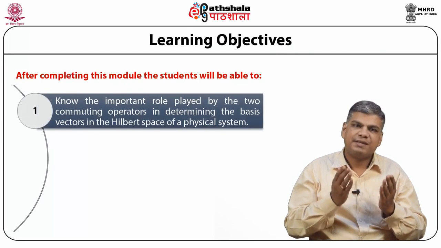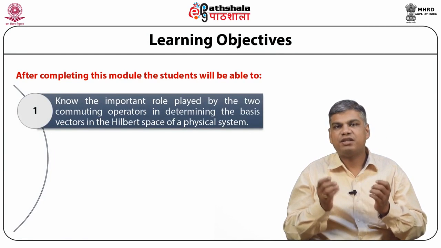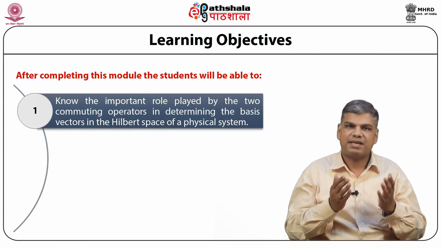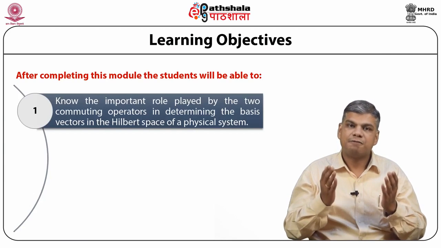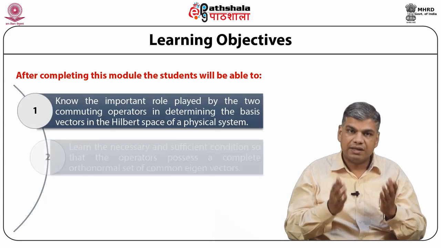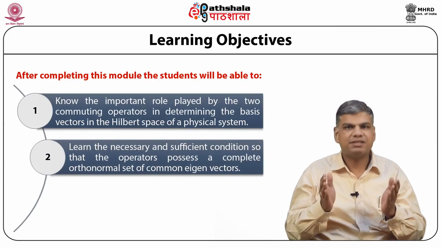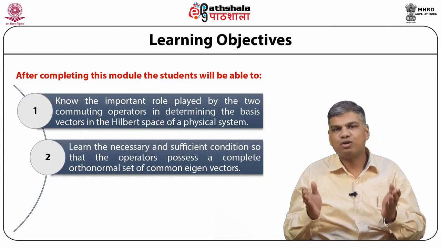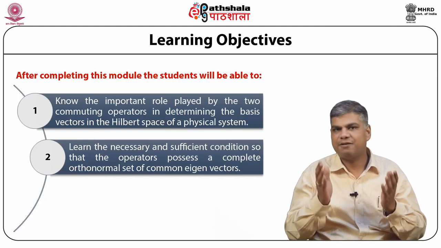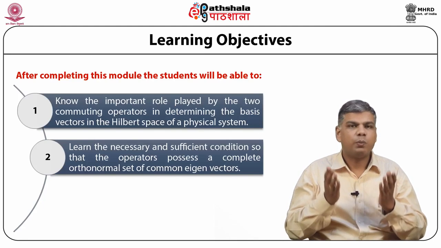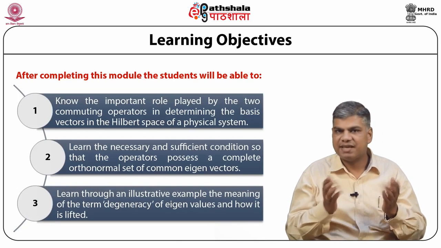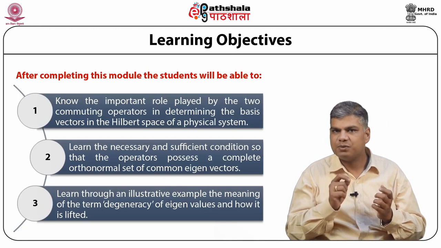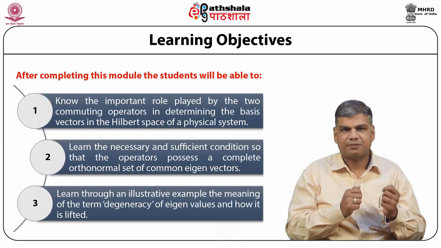Firstly, we'll know the important role played by two commuting operators in determining the basis vectors in the Hilbert space of a physical system. We'll learn the necessary and sufficient condition so that the operators possess a complete orthonormal set of common eigenvectors. Then we learn through an illustrative example the meaning of the term degeneracy of eigenvalues and how it is lifted.